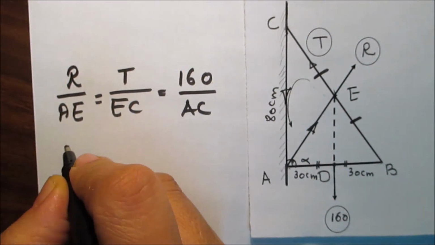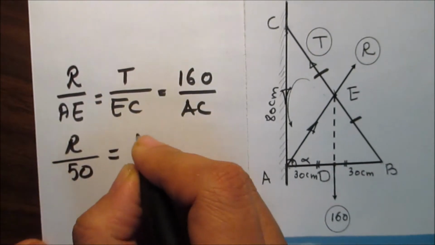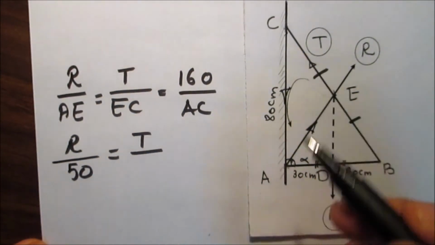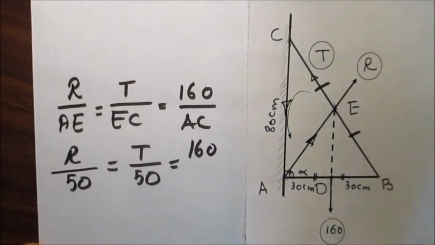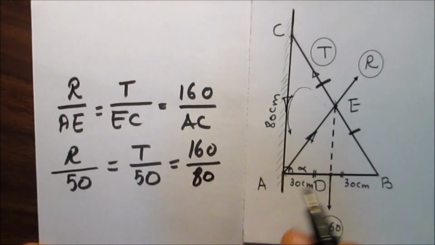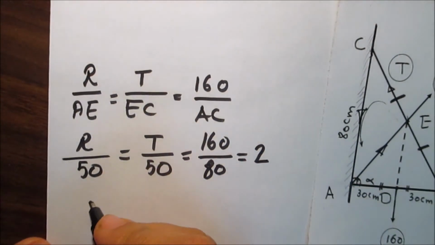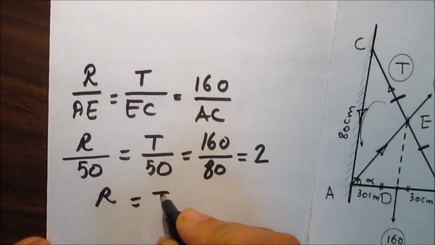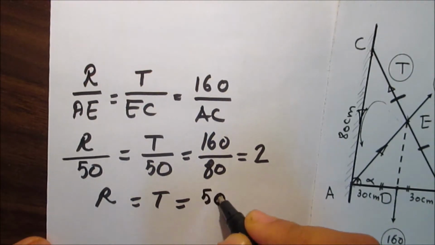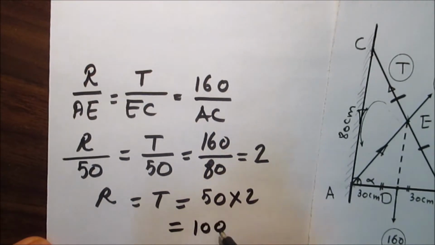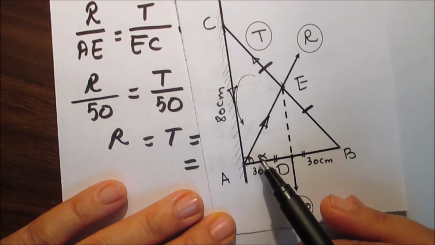So now substitute R over AE, which is 50, equals the tension T over EC, which is also 50. This is equal to 160 over AC, which is 80. 160 over 80 is 2. Cross multiply to get R equals T equals 50 times 2, which is 100 gram weight.